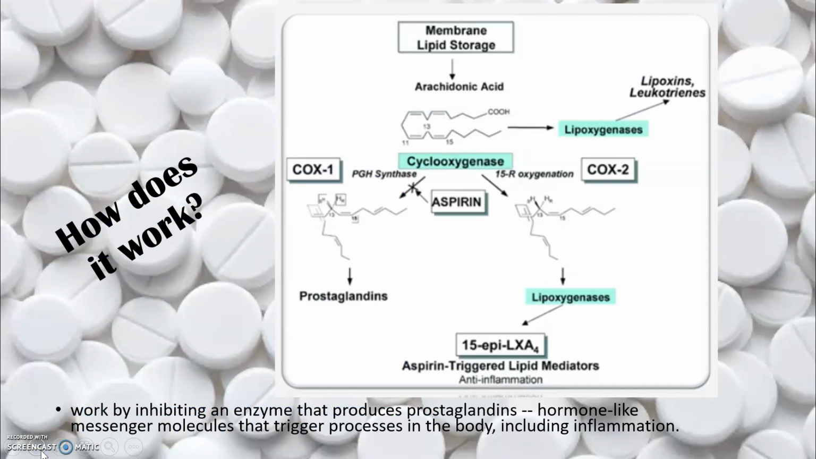How does it work? Well, it works by inhibiting an enzyme that produces prostaglandins, hormone-like messenger molecules that trigger processes in the body, including inflammation. And then we'll discuss the structure in this picture in the next few slides.